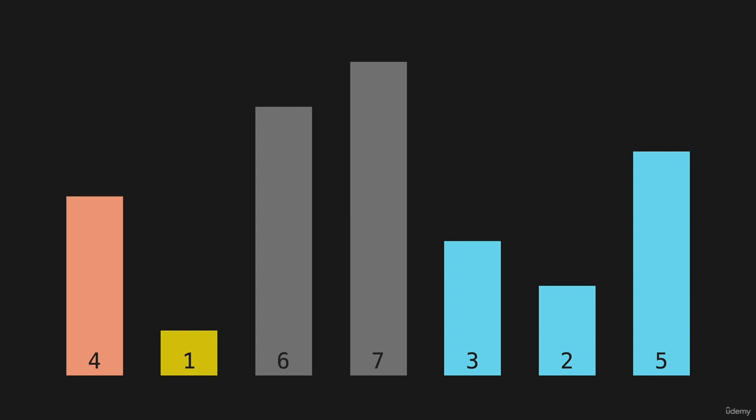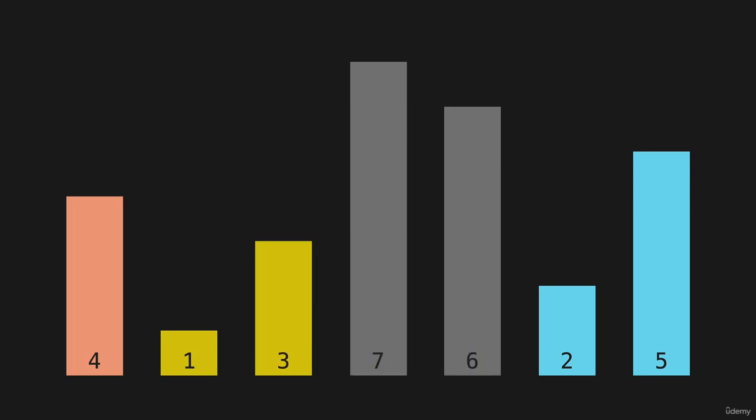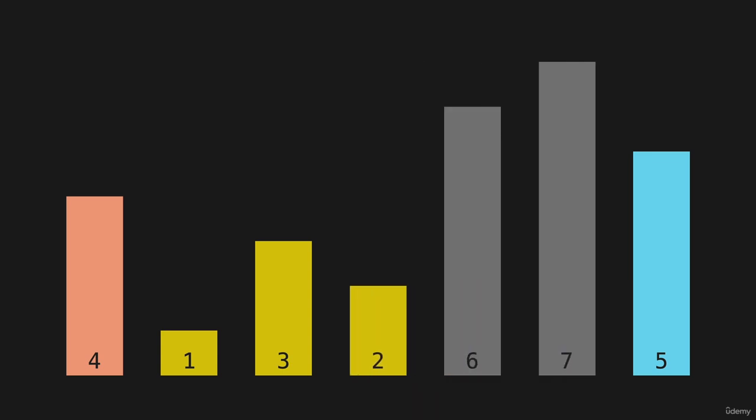We'll color that in gray. The 3 is less than, and we'll swap that with the first item that was greater than, which is the 6, like that. The 2 is less than, and we'll swap that with the 7 because the 7 is now the first item in the list that is greater than the 4, like this.